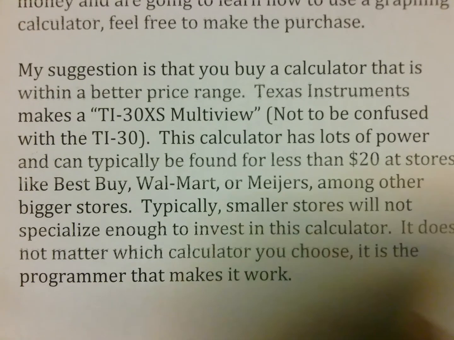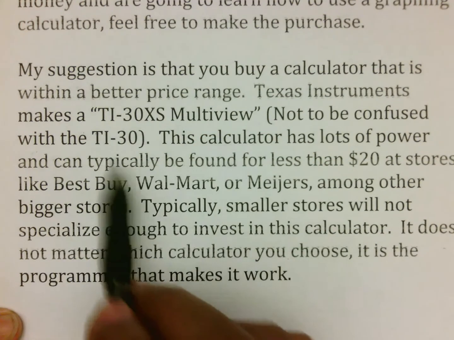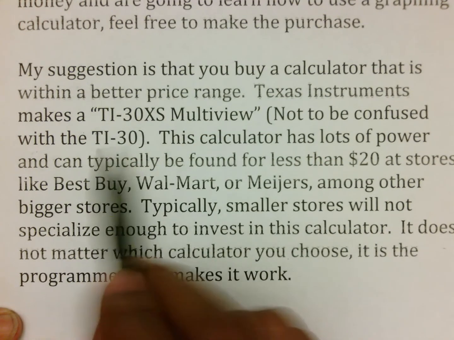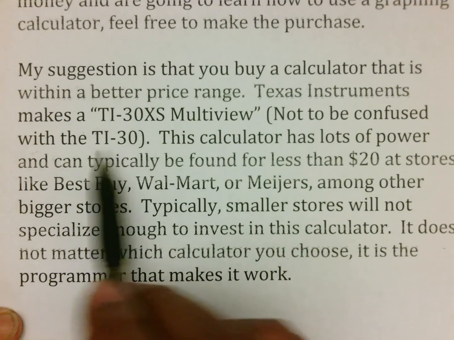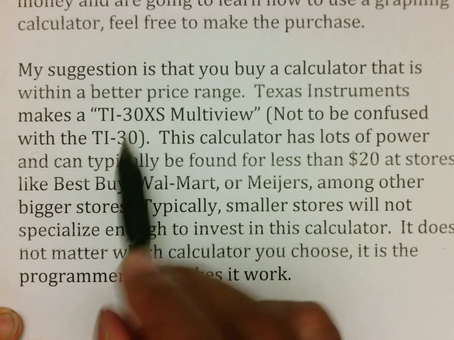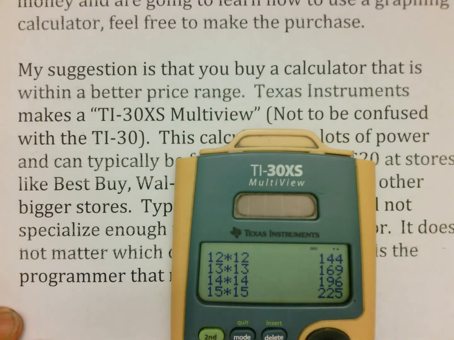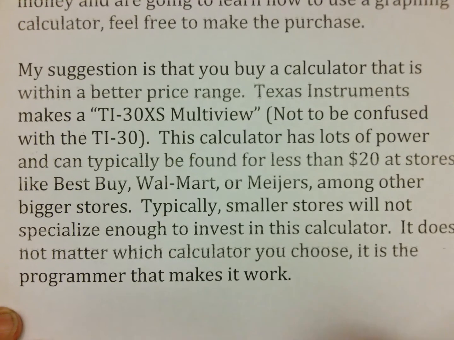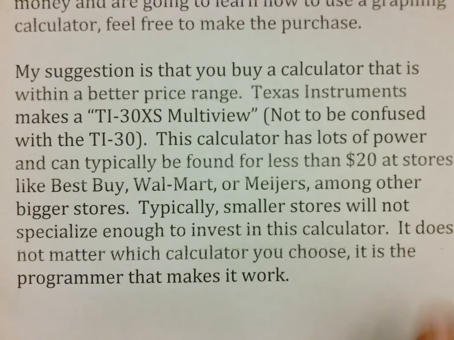Texas Instruments makes this calculator here, which is the TI-30XS Multiview, not to be confused with the TI-30. The TI-30 is what most parents buy whenever you send them out to get it instead of going with them yourself, because you know what it looks like and they're just looking for a calculator. These two are very much confused, and they're very close in price, but this calculator here has so much more power. So if you are buying one, this is the one you want to look for. It's typically found for less than $20 at stores like Best Buy, Walmart, Meijer, among other bigger stores.